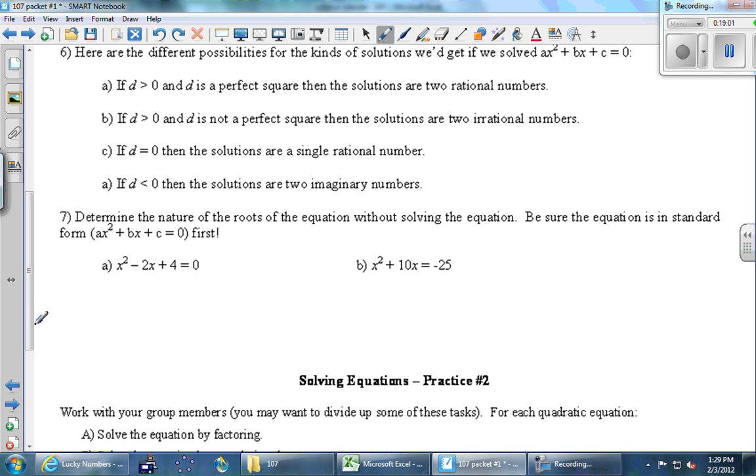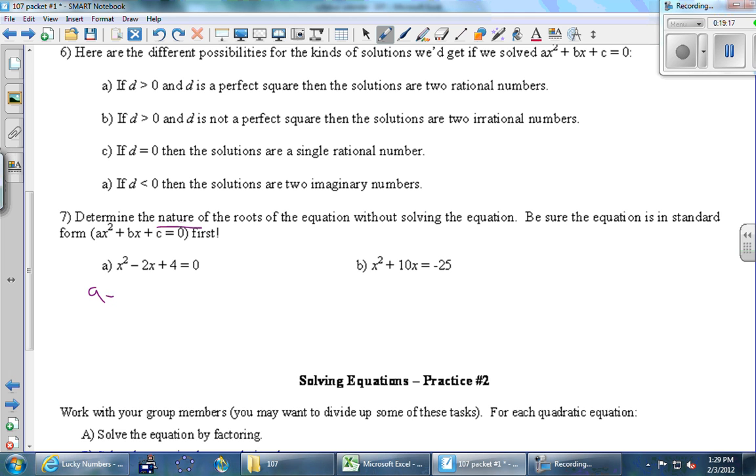Okay, so let's take a look at part A. X squared minus 2x plus 4 equals 0. The goal here is not to solve the equation. You don't need to use the full-on quadratic formula. The goal is just to think about the nature, what kinds of solutions you're going to get.